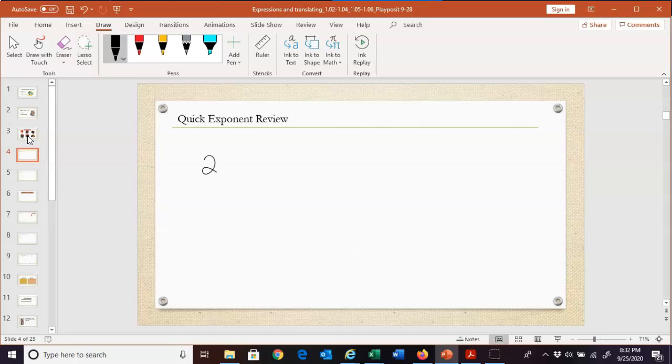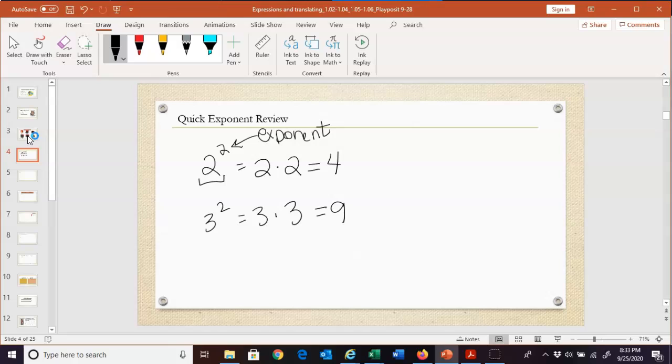So here's an example. Remember this little number here on the top, that is called the exponent. And when you see that exponent there, all it means is for you to write this number here however many times. So in this case, we have a 2. We're going to write it twice. We're going to multiply 2 times 2, and we're going to get 4. If we had 3 squared, we would write 3 times 3, and we would get 9. So it always means to write the base number however many times the exponent says.